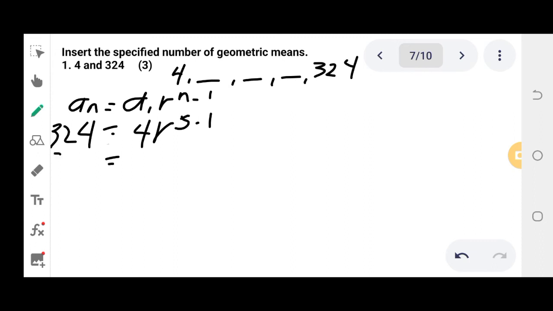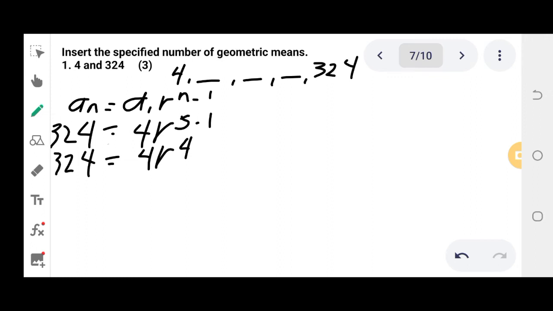We have 324. Then 4 r raised to 4 na. Ang goal natin is to find the value of r. Ngayon, dahil meron siyang 4 na constant at meron siyang exponent na 4, we need to eliminate those. Tapos, kung ano yung gagawin natin sa right side, yun din yung gagawin natin sa left side ng equation.